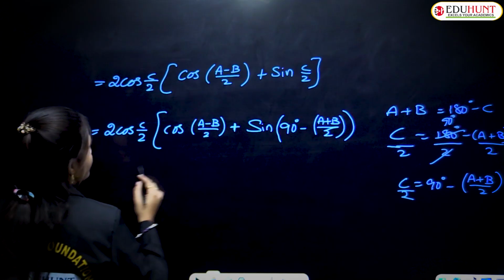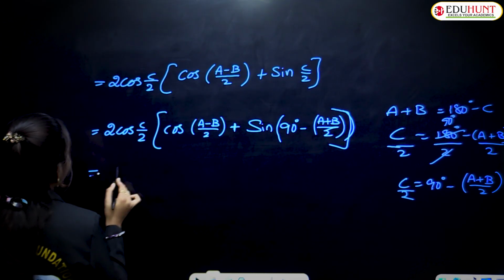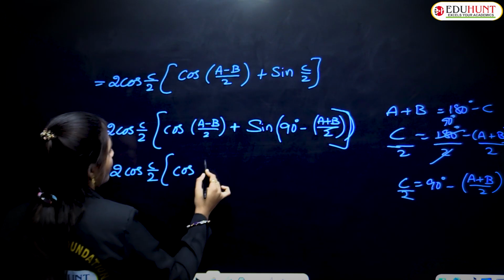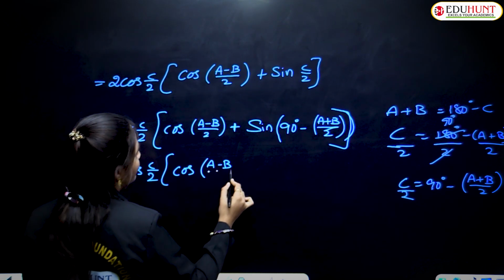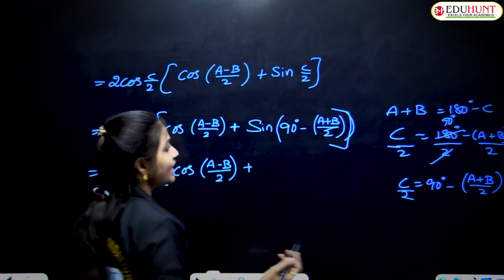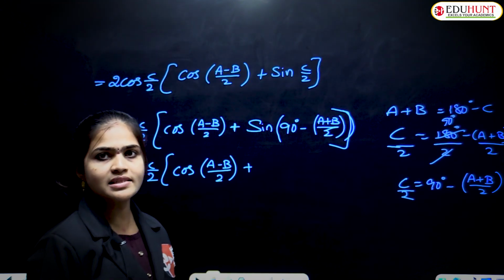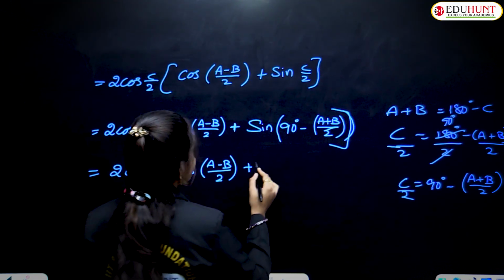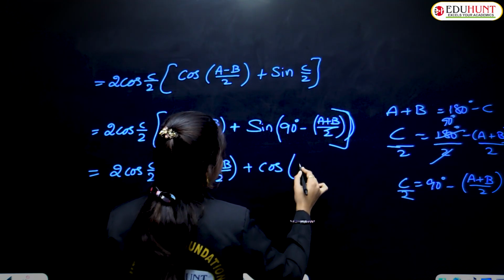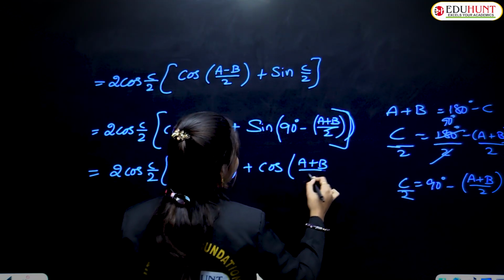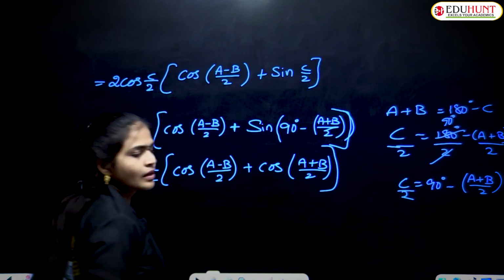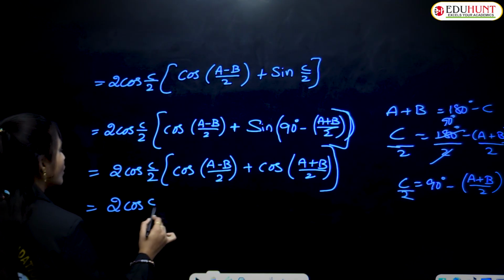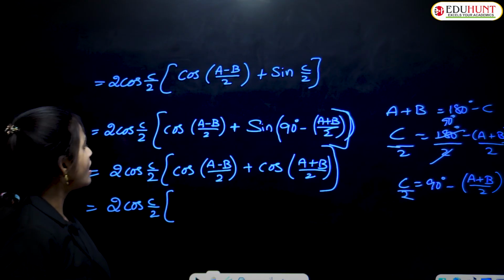Okay, so from this one, 2 cos C by 2 into cos of (A minus B) by 2 plus sin(90 minus theta). So sin(90 minus theta) means first quadrant, we know that, and here sin becomes cos. So cos of theta is (A plus B) by 2, and all the trigonometric ratios are positive, no? Okay, so that's why.